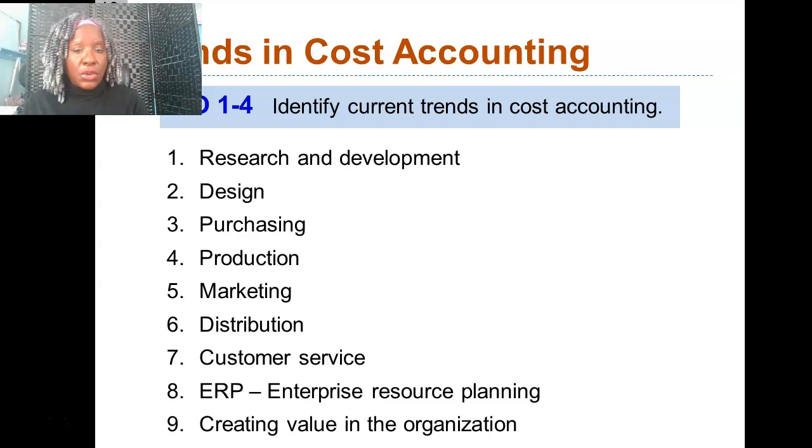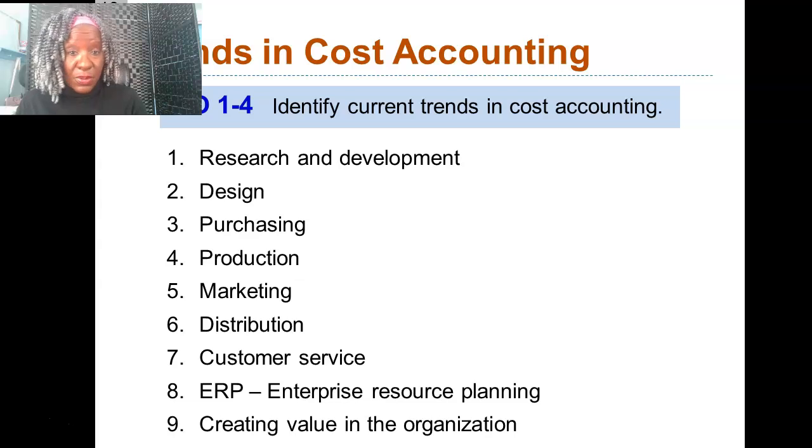Trends in accounting. What is happening in cost accounting right now? We're better able to help with R&D before a product is even actually launched, in the process of getting it to production. We are involved with designing, again, identifying costs associated with the design and the development of those products.